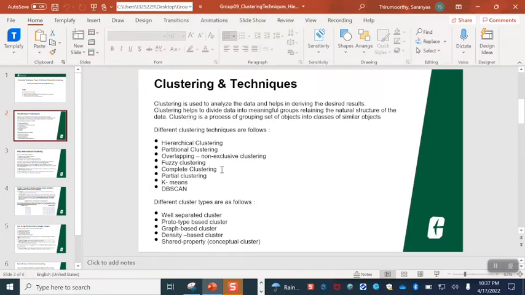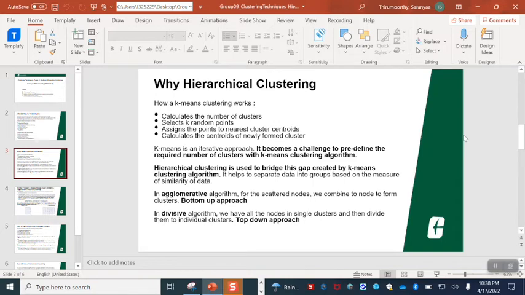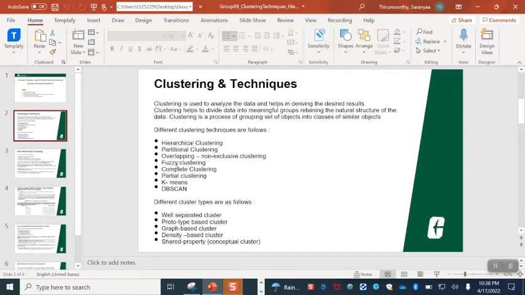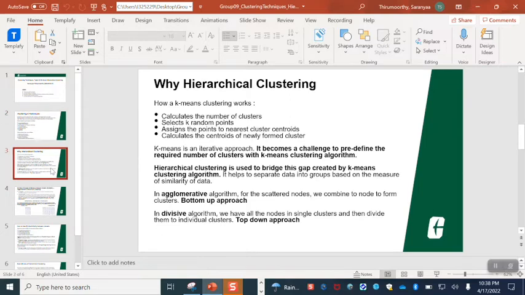The different clustering techniques are hierarchical clustering, partitional clustering, overlapping clustering, fuzzy clustering, complete clustering, partial clustering, k-means clustering, and DBSCAN clustering. Different types of clusters would be well separated clusters, prototype based clusters, graph based clusters, density based clusters, and shared property clusters. So, as we have these many clustering techniques, we are focusing on hierarchical clustering based on the project's topic. So, why do we need hierarchical clustering?